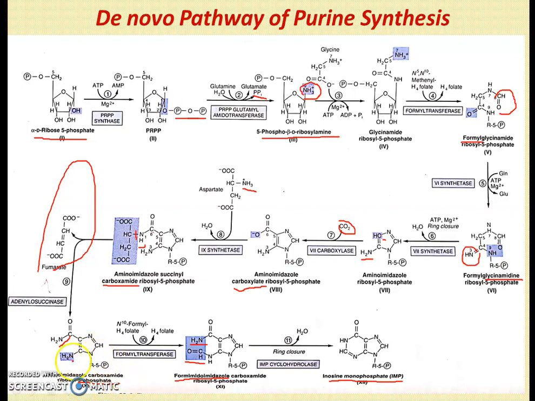In the next step, a formate group is added to this nitrogen. The donor is a formyl tetrahydrofolate, forming formamidoimidazole carboxamide ribonucleotide. Later on, in the last step, it is converted into inosine monophosphate, where the ring is closed between this nitrogen and this carbon, resulting in the formation of inosine monophosphate.